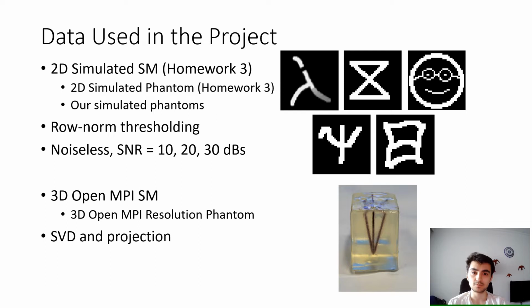For 3D, we used the OpenMPI dataset, which is a public dataset consisting of several system matrices and measurement data. We reconstructed their resolution phantom with all methods. However, since we do not have access to ground truth for experimental data, we compared the results only based on our visual evaluation. For system preprocessing, we project the system matrix and measurement data on the first 2,200 rows of the U matrix in the SVD decomposition of the original system matrix.